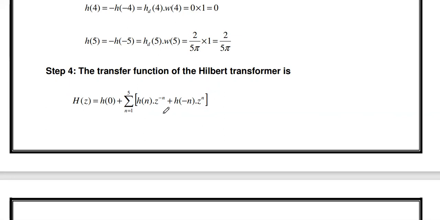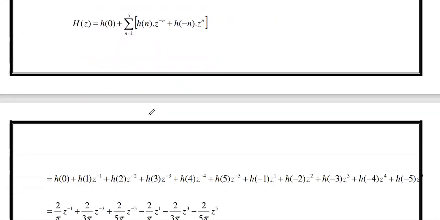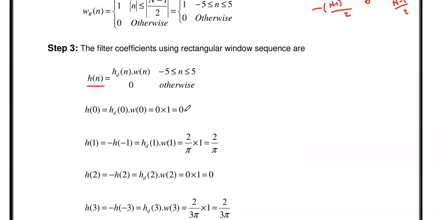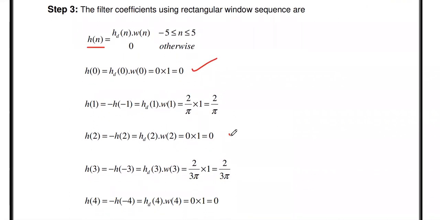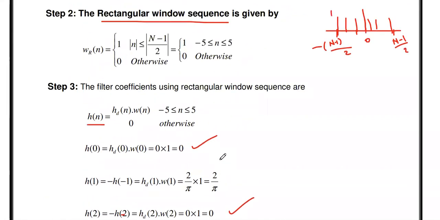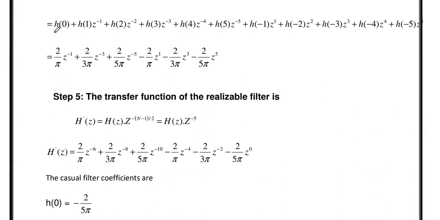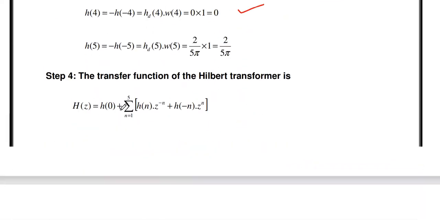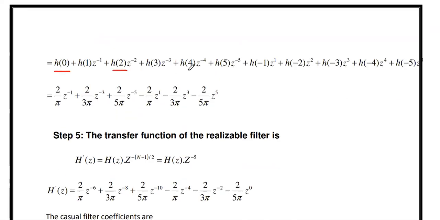Then you substitute the n value and expand it. Then we have to substitute the value of all coefficients. In this, you see the h of 0 is 0. h of 2 and h of minus 2 are equal, and h of 4 and h of minus 4 are equal. So h of 0 is 0, h of 2 value is 0, h of 4 value is 0. Similarly, h of minus 2 is 0 and h of minus 4 is 0.